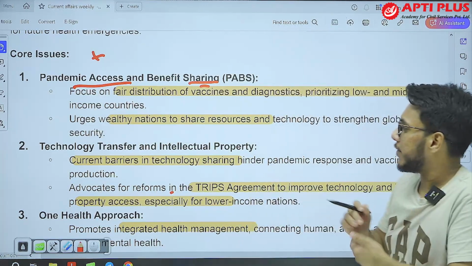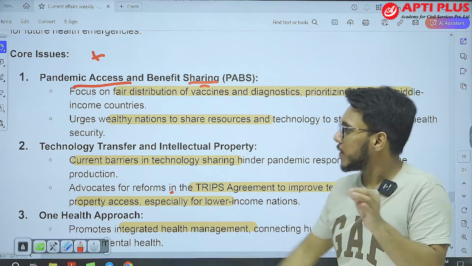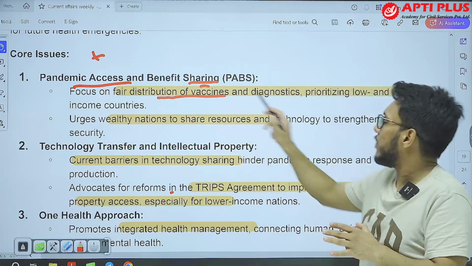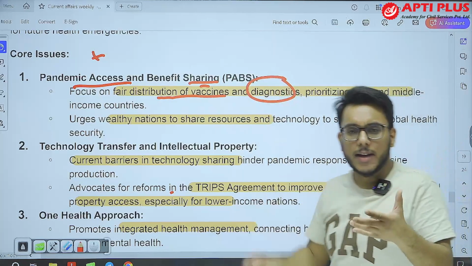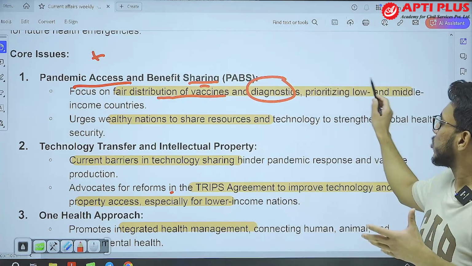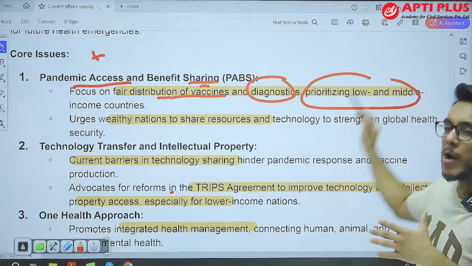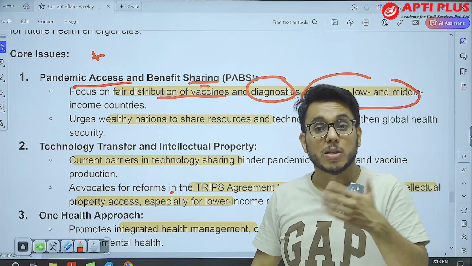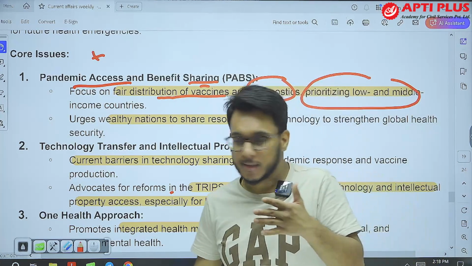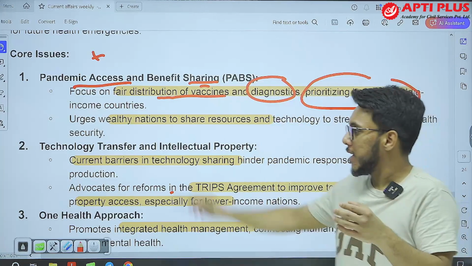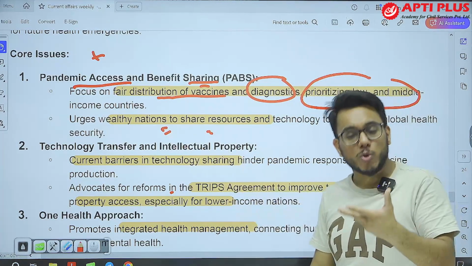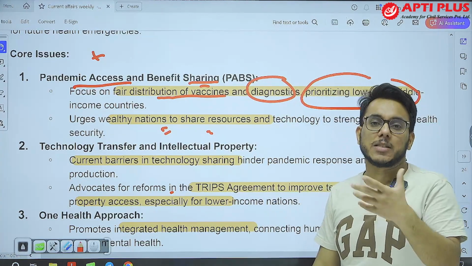So therefore, number one, there should be fair distribution of vaccines, diagnostic kits and devices. Priority should be given to low and middle income countries for the vaccine, because many of them might not be able to afford it. Wealthy nations should provide the resources to middle income countries and poor countries.